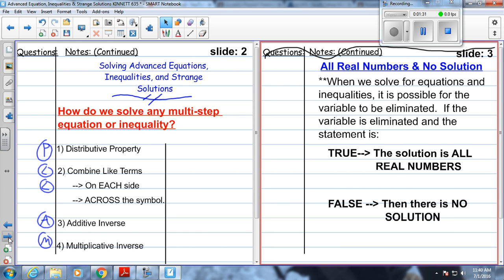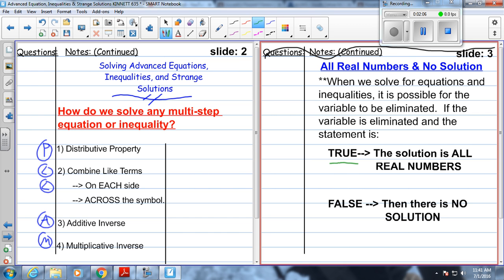So we have two possible solutions we have to learn about. The solution of all real numbers, also known as infinite solutions, and the other solution of no solution. So when we solve our equations, if for some reason the variable gets eliminated, that meant it equals zero on both sides, so there are no more variables in the problem. We have to start evaluating if we did our steps correctly, and if we did, we want to check that final line. If that final line is a true statement, the solution will be all real numbers.